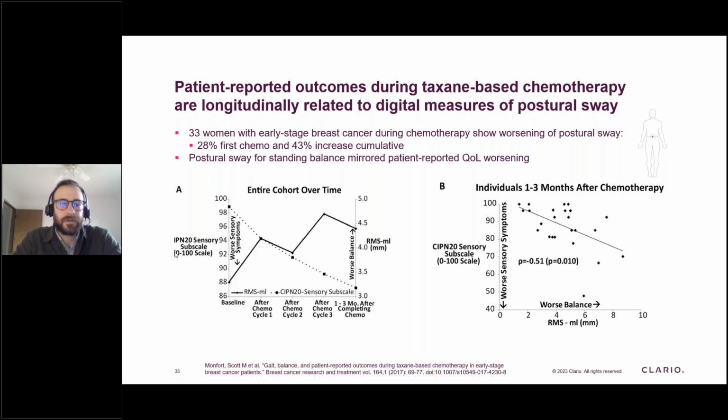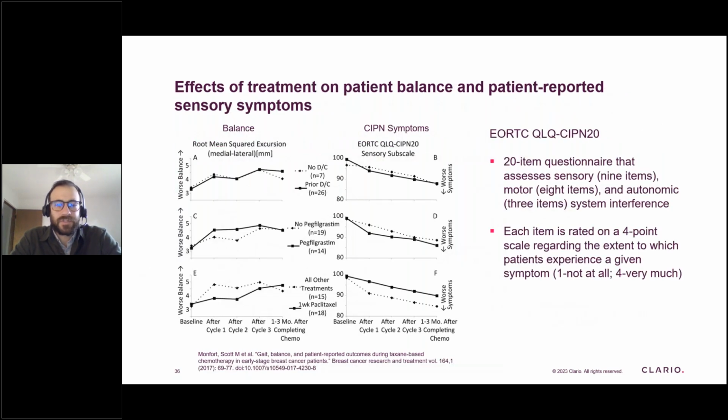So the next slide shows some exploratory analyses from the same study, highlighting response trends of objective balance measures and patient-reported sensory symptoms associated with specific treatment characteristics. The top row shows response to prior doxorubicin and cyclophosphamide exposure. The middle row shows patients' response to pegfilgrastim, and the bottom row shows response to weekly paclitaxel.